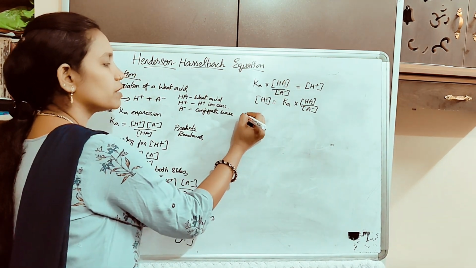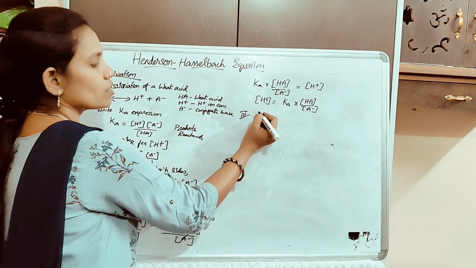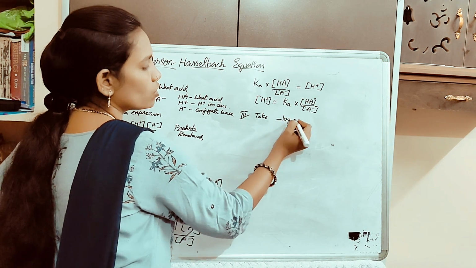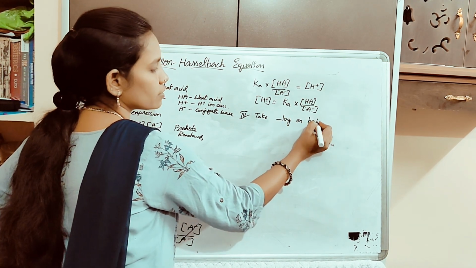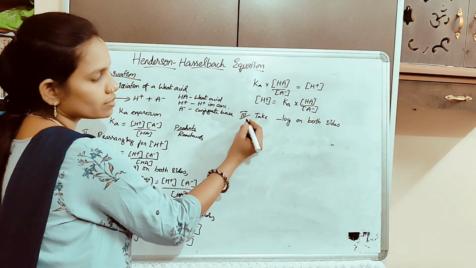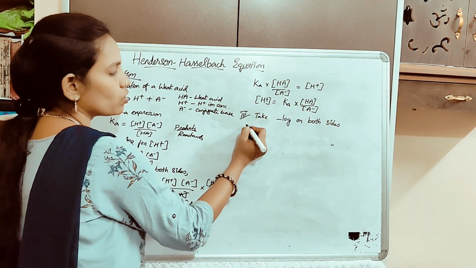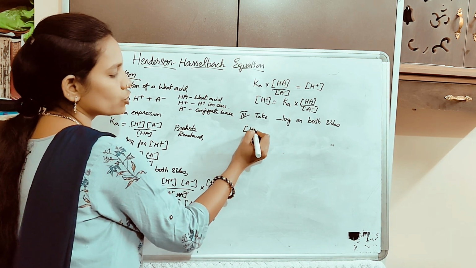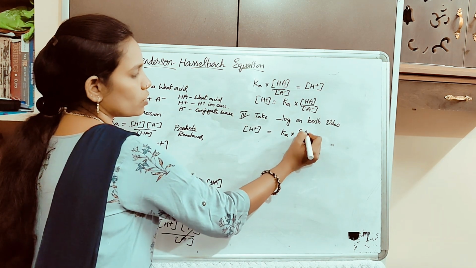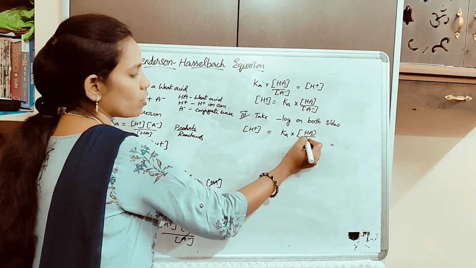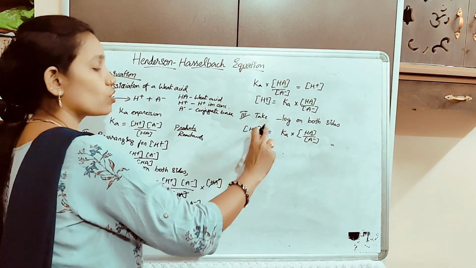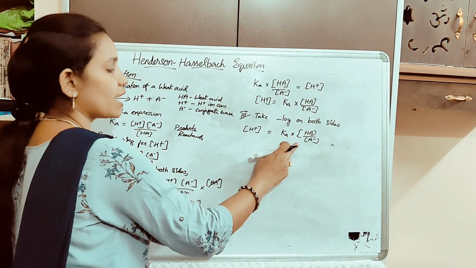What is the third step? Now we have to take negative log on both sides. Let's see what is the equation we got in the previous step. Concentration of H plus is equal to Ka into concentration of HA by concentration of A minus. Now we have to take minus log on both sides, LHS and RHS.